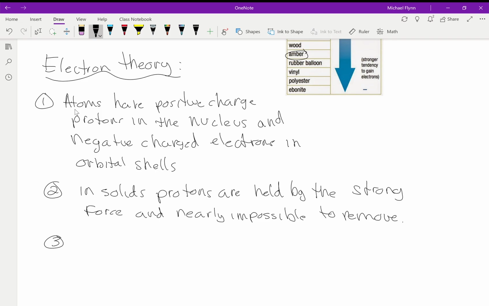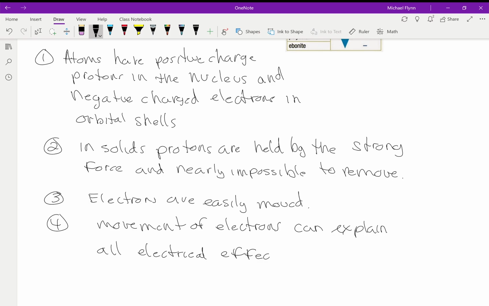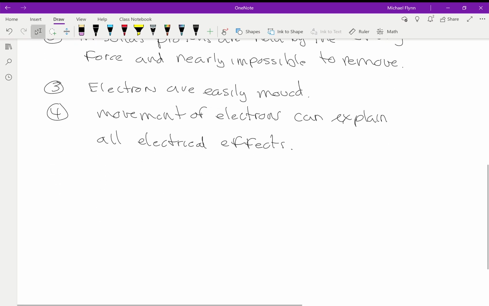Electrons, on the other hand, are easily moved. And number 4, the movement of electrons can explain all electrical effects. So if there's a lightning strike, or current flowing in a wire, or you get a shock because you put on a sweater over top of your cotton shirt, or a little static discharge, or clothes stick to you, or the balloon sticks to the wall, whatever the case may be, we can use electron theory to explain it. And that is what electron theory is all about.